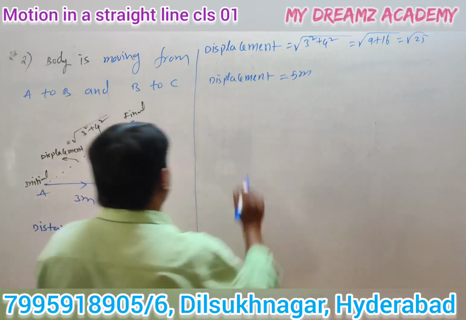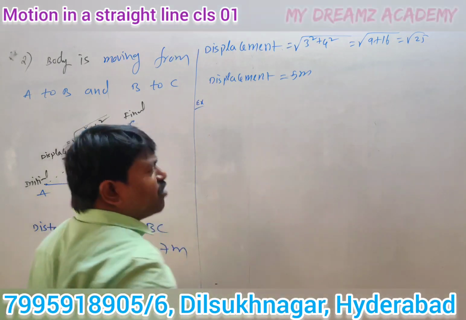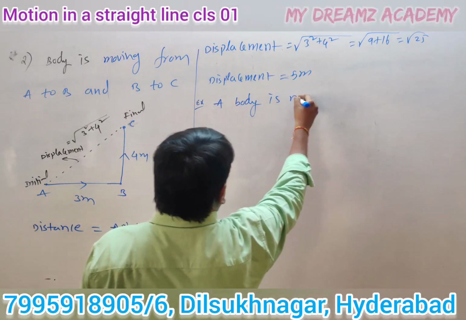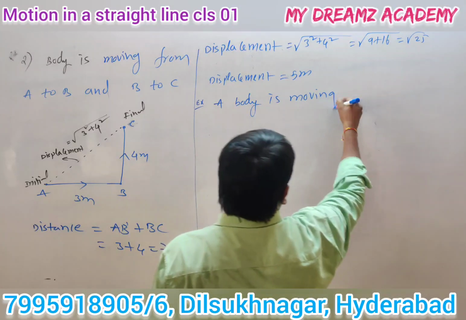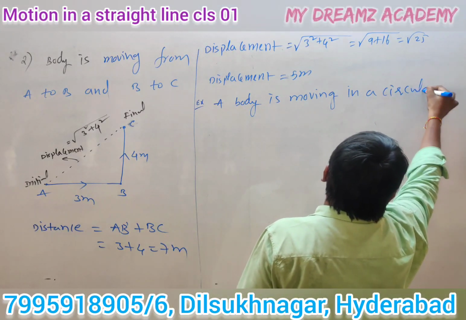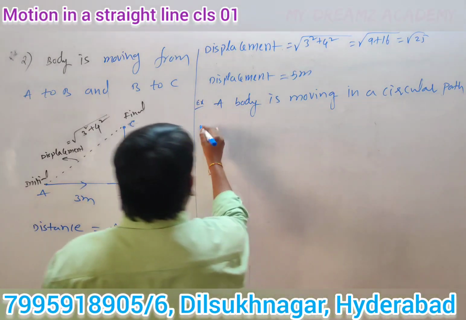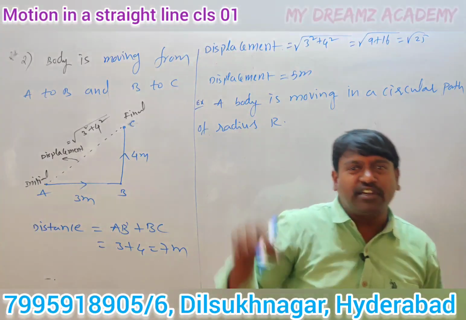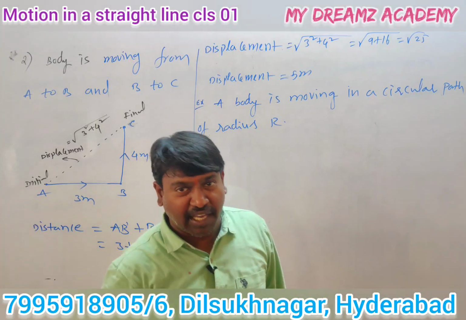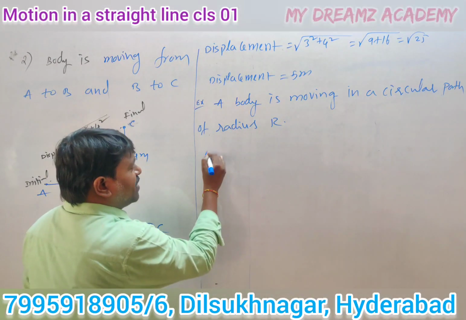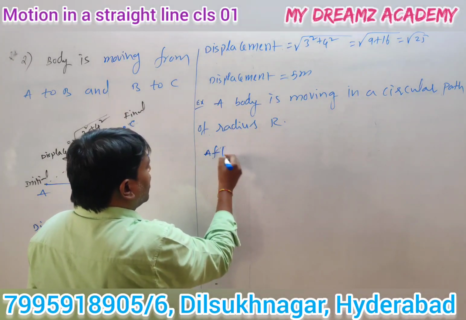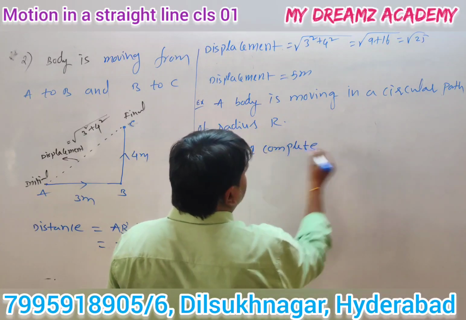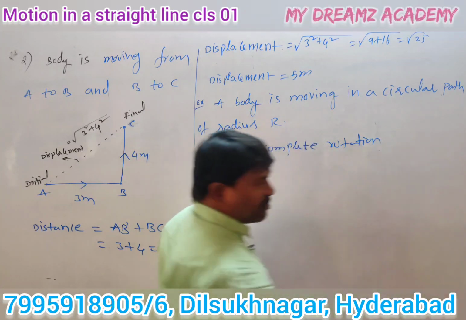Let us see another example. For example, a particle or body is moving in a circular path of radius capital R. Now after one complete rotation, what is the distance or displacement covered by the body?